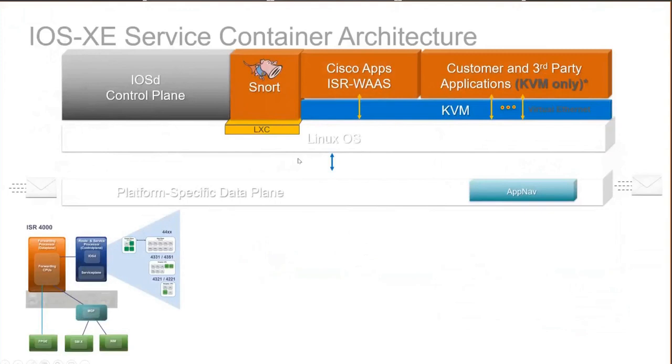So this is how it works. We have the Linux operating system that is running here. On top of that, we'll have one part as the IOSd, which is running as a daemon process, and it is the control plane. Here we'll be running the LXC and KVM. So KVM will be for the containers, for example, ISR WAAS and third-party applications. And we have this platform-specific data plane where we can have AppNav, which communicates again with the ISR WAAS here, and the feature can be applied on the packet. So that can be enabled with the service containers.